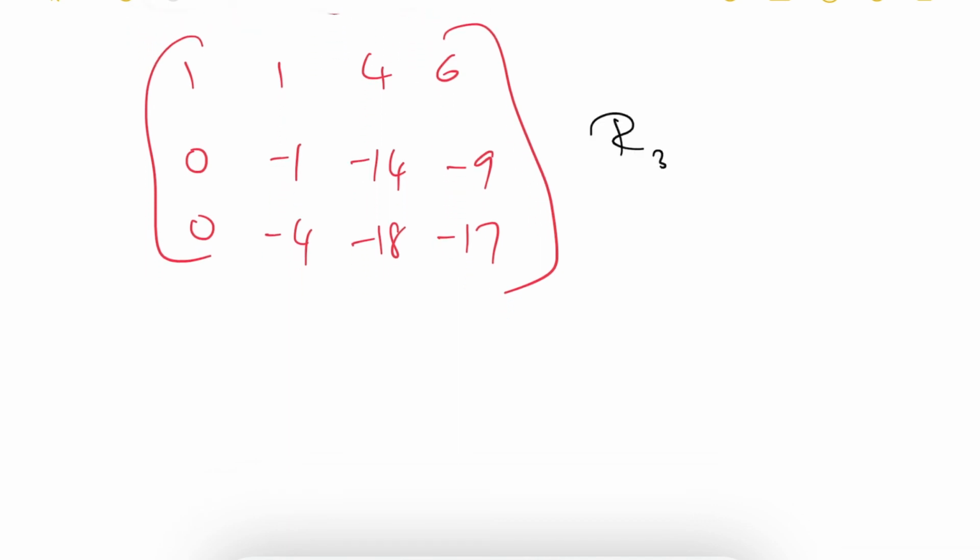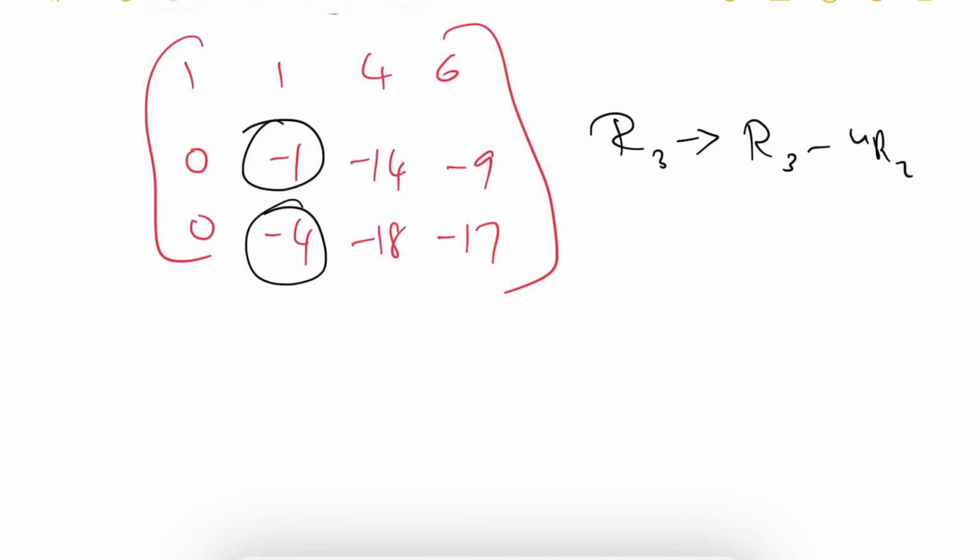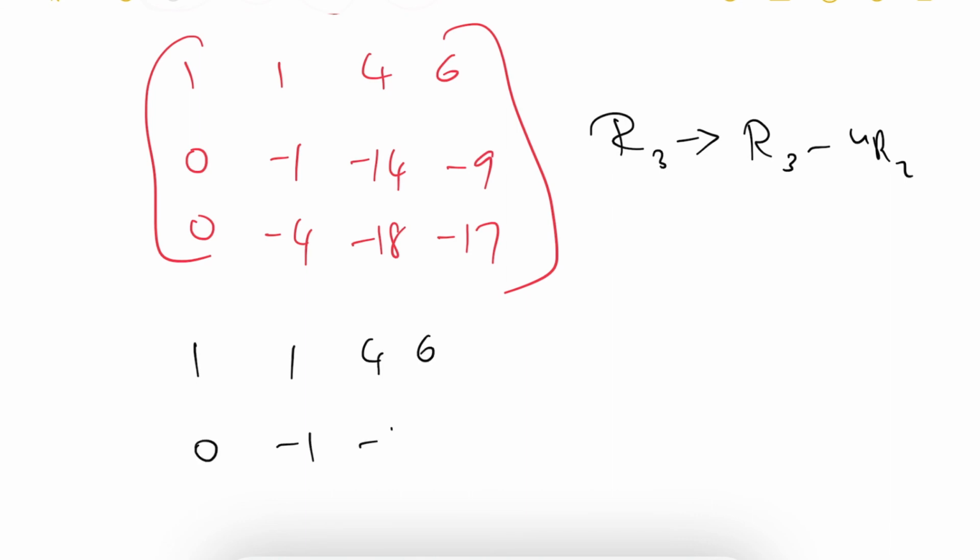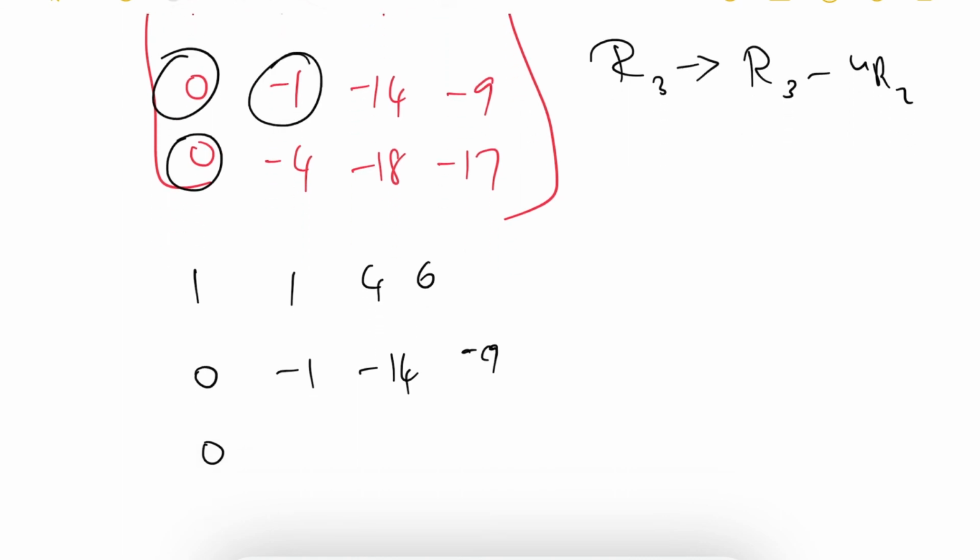So for this what I will do is, row 3 I will change to R3 minus 4R2, because here minus 4 is there, so if we multiply with 4, those two will get cancelled, then it will become 0. Okay, now first row as usual 1 1 4 6, 0 minus 1 minus 14 minus 9, and third row now R3 minus 4R2, right? So 0 minus 0 is 0 only. Next this is minus 1, if I multiply with minus 4 it will become plus 4, minus 4 is 0. This is what I said.